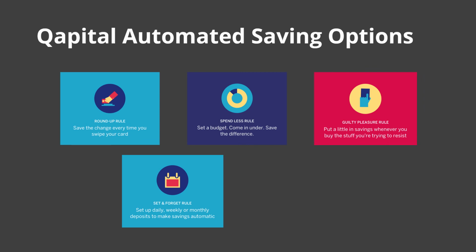And then the fifth option, you can actually customize a rule and pretty much link it to whatever you want. It's all about what's going to work for you and what's the easiest for you and what's going to get you to save the most that you can.